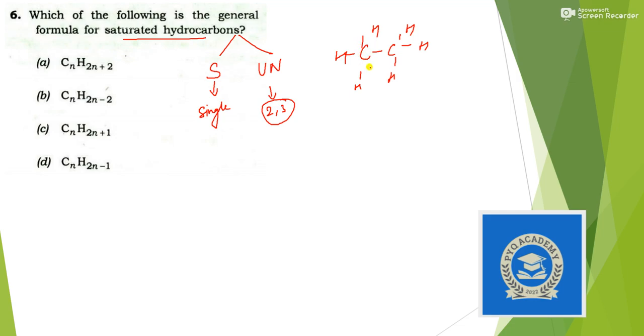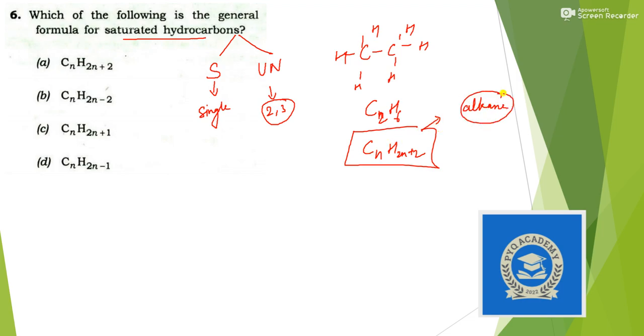So if we write it in a formula, it will become C2H6, and it will become CnH2n+2. Okay, and this is the formula of nothing but alkane. And alkanes are saturated carbon. Our answer is option B. These are wrong options, and this is the formula of alkyne, that is triple bond. So this is also wrong. This is unsaturated, not saturated. So answer is option A.